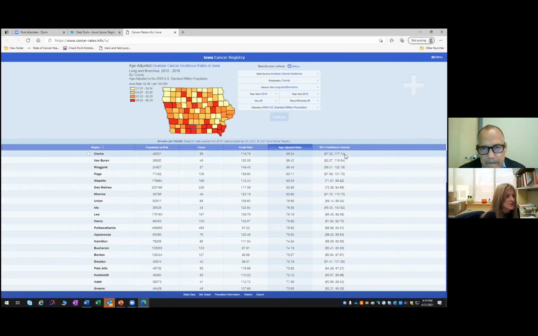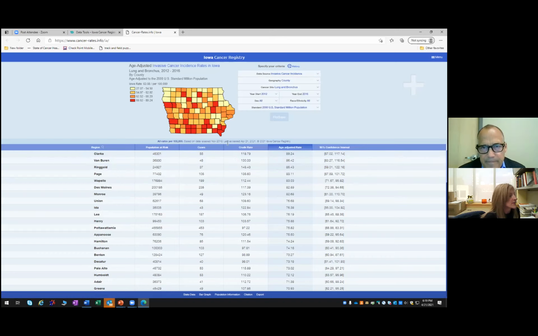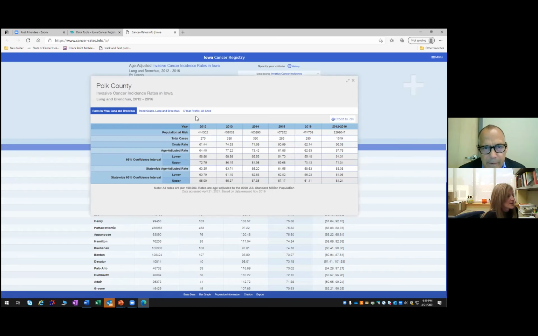And then here's your 95% confidence interval. So then you could go back up and change your sites and stuff. But what I want to show is a really easy way. Say that we just had this one, and you're going to be really interested in a particular county. So let's say we are going to look at Polk County.